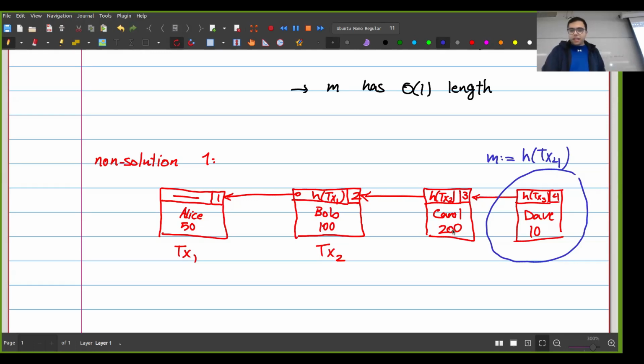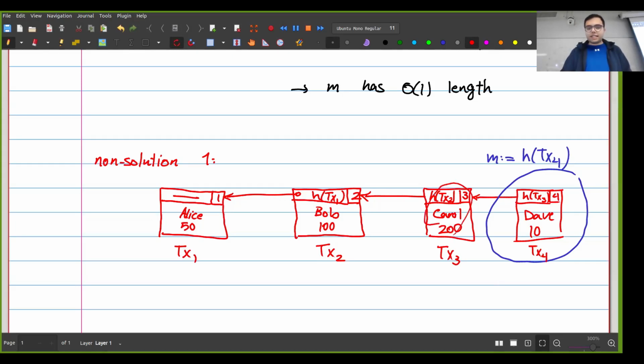But now, imagine you're Carol. If you're Carol, you can't just give your own transaction. You have to also provide Dave's transaction, because that's the only way you can verify Carol's transaction here. As the London branch, you know M. You know the hash of this last transaction. So if Carol wants to prove that this transaction, transaction 3, actually, I forgot to write the transaction name. So this was transaction 3, this is transaction 4.